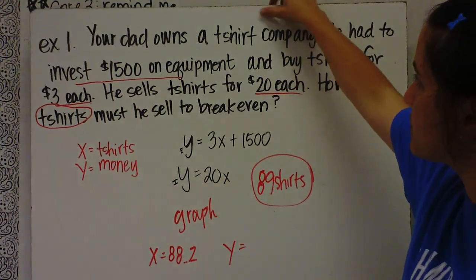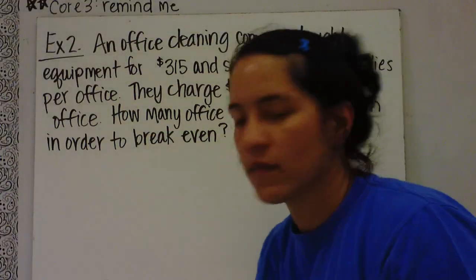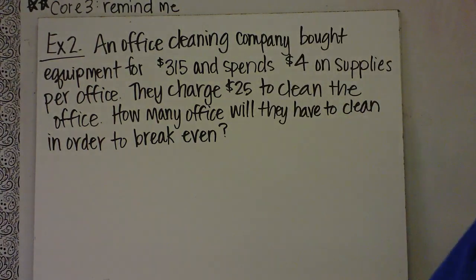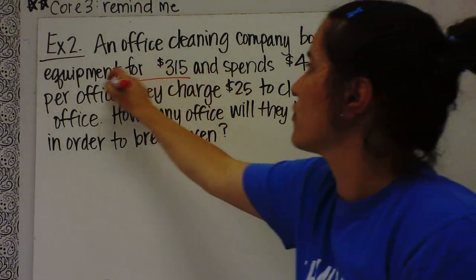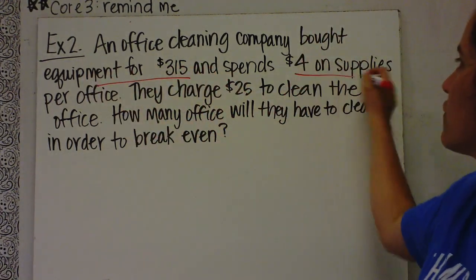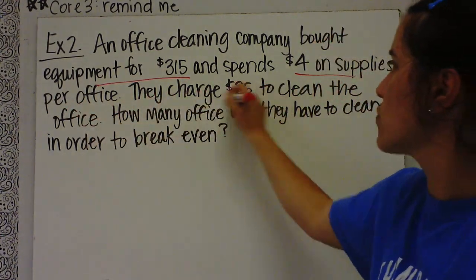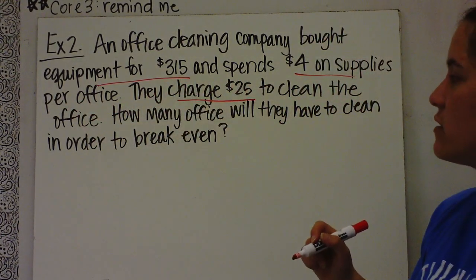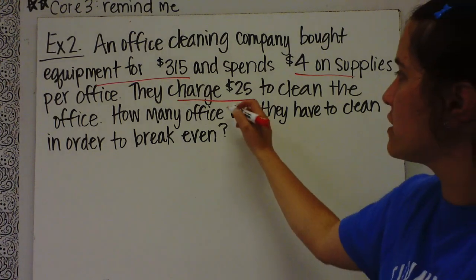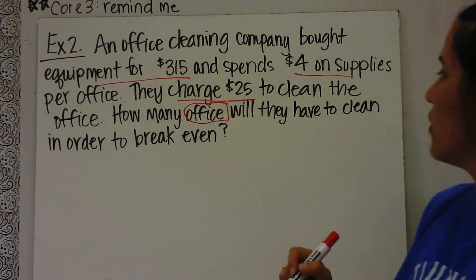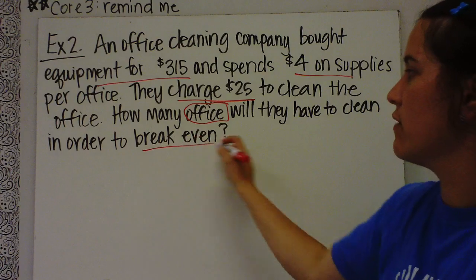Break even. All right, copy this one down. An office cleaning company bought equipment for $315 and spends $4 on supplies per office. They charge $25 to clean the office. How many offices will they have to clean in order to break even?